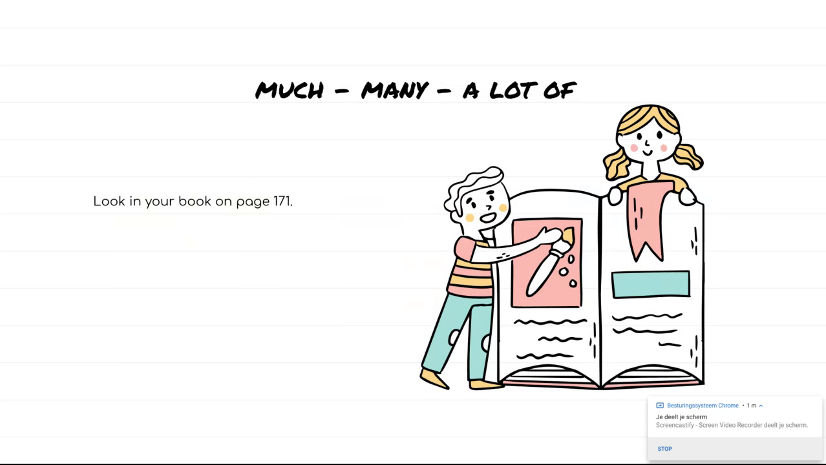Very good. Now look in your books on page 171. There's your explanation. Yeah, you too, Dennis. Open your book. Very good. Are you confused? Well, at the end of this presentation, you will know everything about much, many, a lot of, little, and a few.